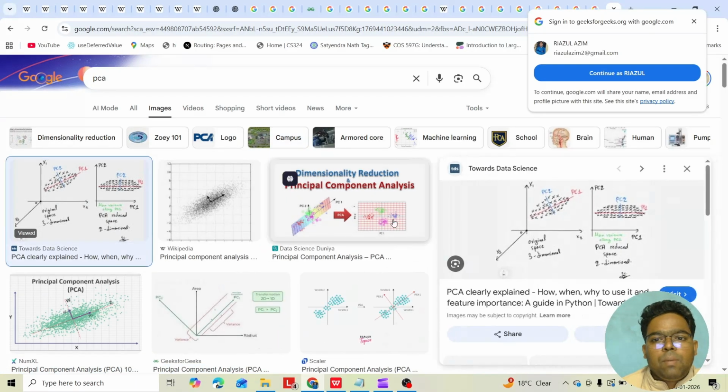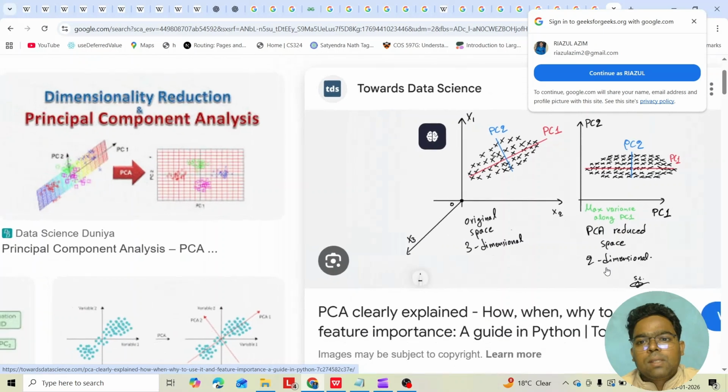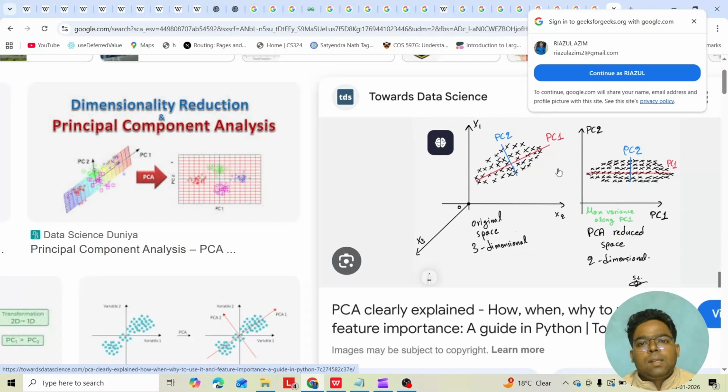So let's see an image here. You can see we have data that has three features, x1, x2, x3, in the original space, that is 3 dimensions. And then if we convert it into, let's say, PC1 and PC2, that is principal component 1 and principal component 2, then we can get these values. PC1 is nothing else but the first principal component, which has the highest variance, and PC2 is the second principal component, which has the next highest variance after PC1.